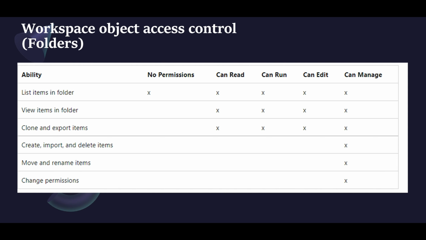By the way, when you define this access control over your folders, anything under that folder, like a notebook or experiment, will inherit that permission from the parent folder. So keep that in mind, which is pretty important. As an example, if a user has run permission over a folder, that run permission will be applied to the notebooks inside that folder as well.